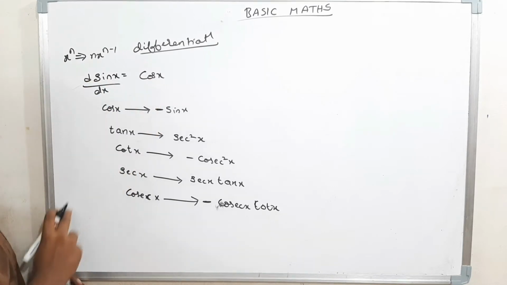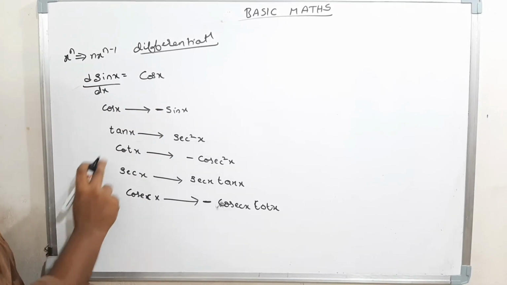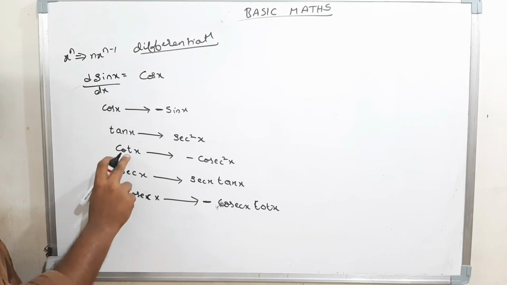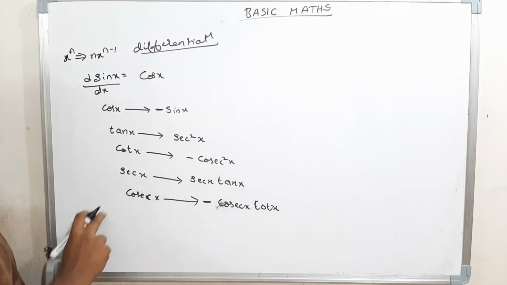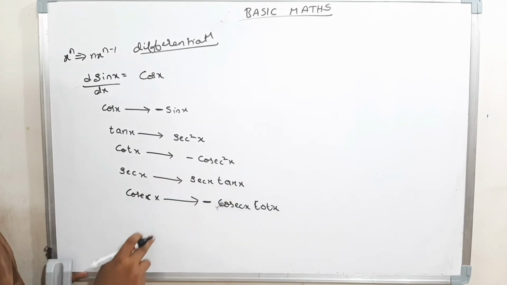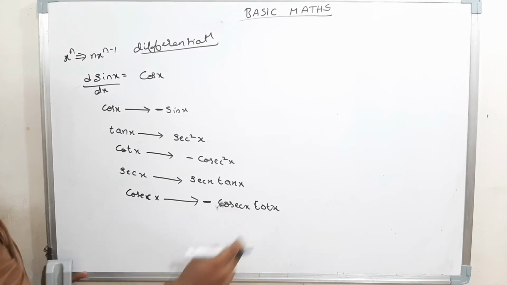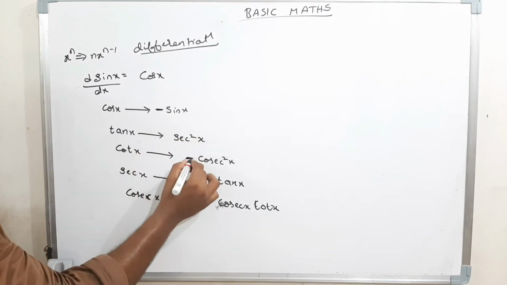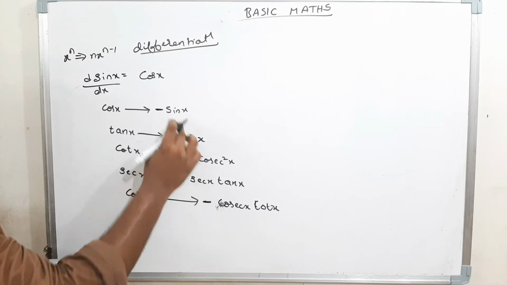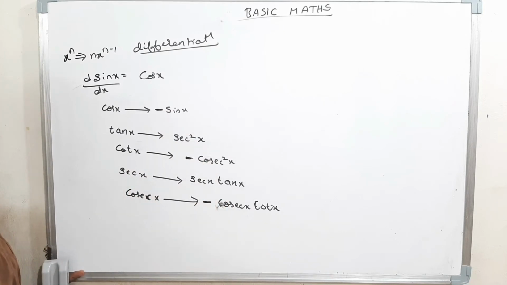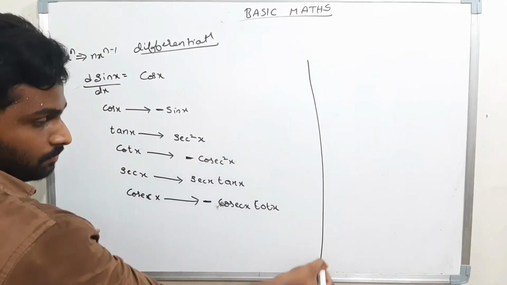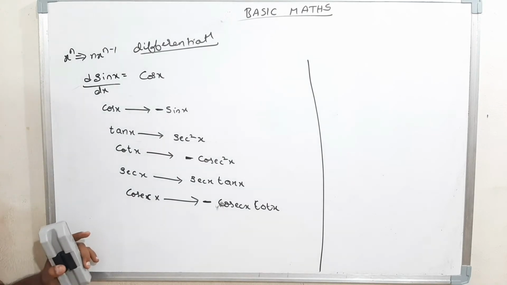Differentiation of sin x is cos x, cos x is minus sin x, tan x is secant square x, cot x is minus cosecant square x, secant x is secant x into tan x, cosecant x is minus cosecant x into cot x. Minus plays a major role. Please remember this minus. In 3 places minus will come. I think this is clear.